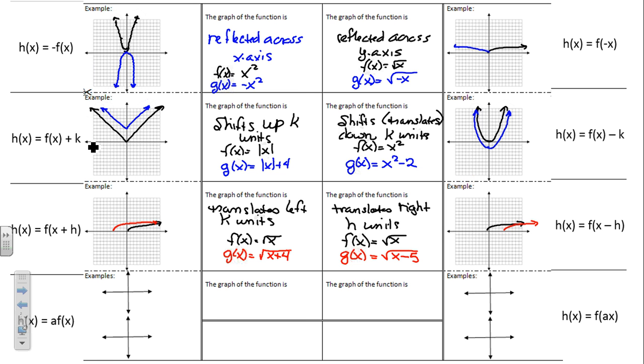Last examples are ones that involve fractions. Okay. So h of x is equal to some number on the outside being multiplied by f of x. Okay, we already dealt with the positive negative thing, right? But what happens when a is bigger than 1? Stretches it vertically. Okay? So think about it grabbing you by the top of your head and pulling you up, grabbing you by your hair and pulling you up. Okay? So when a is greater than 1, vertical stretch.